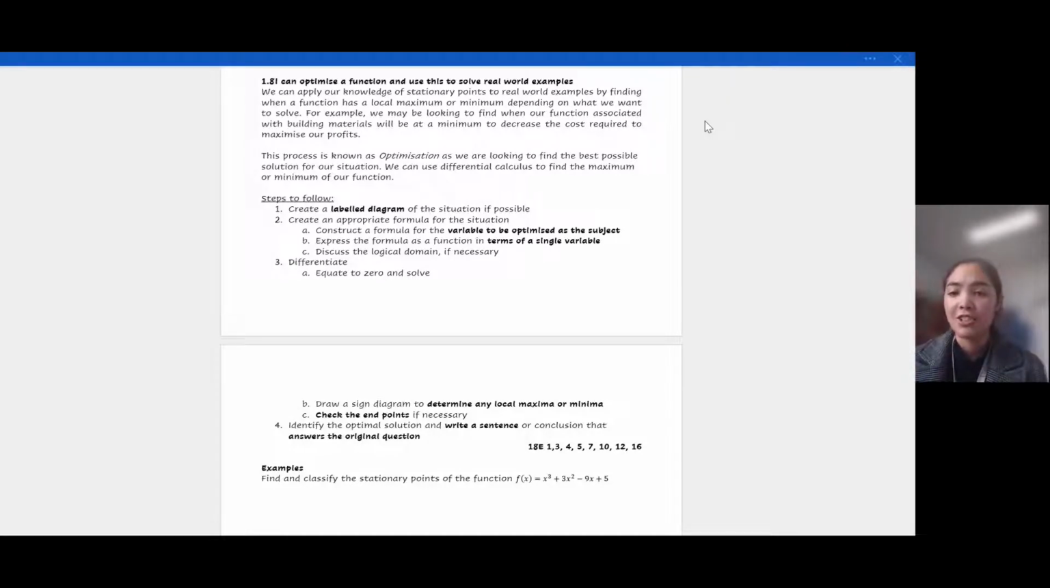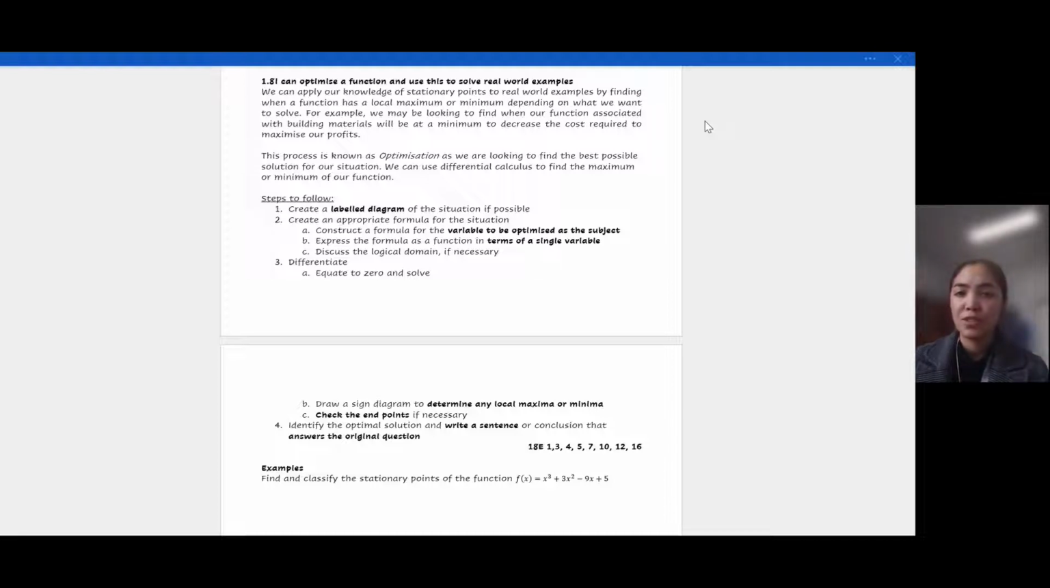And I want to use these so that I can see, well, if I want to maximize my profit, then clearly I want to find the best value so that, at the bare minimum, I know how many building products I need to optimize as much as I can how much profit I'm gaining from my business. This process is called optimization, and what we're doing is looking to find the best possible solution. This is a real-world application of derivatives and their functions.